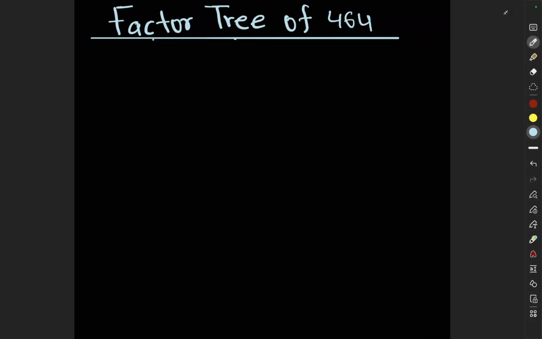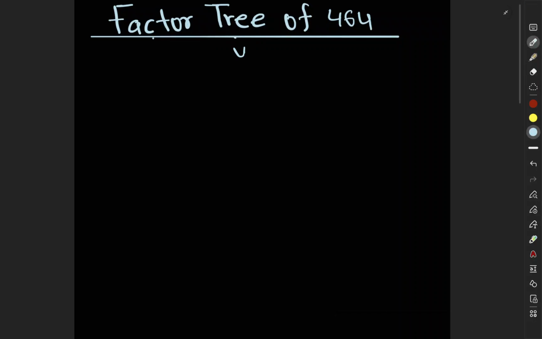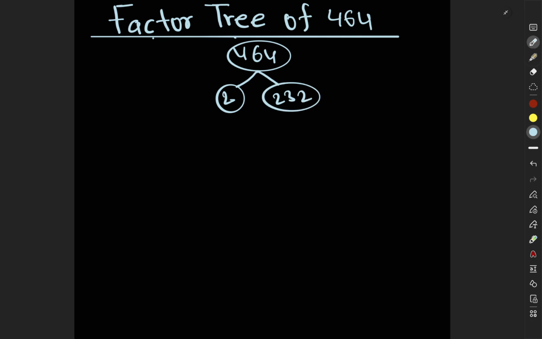Factors of 464. So 464 can be written as 2 and 232. 2 times 232 makes 464. 232 can be written as 2 and 116. 2 times 116 makes 232.